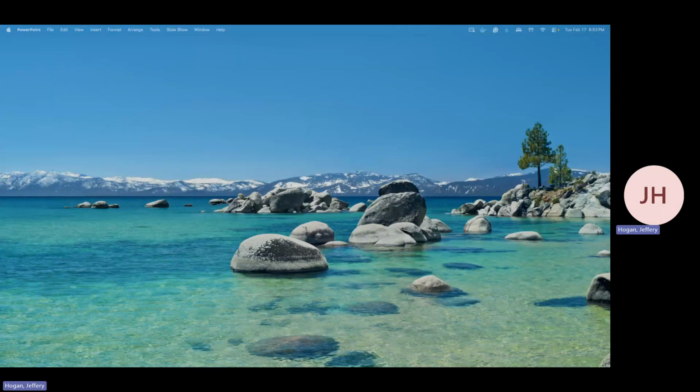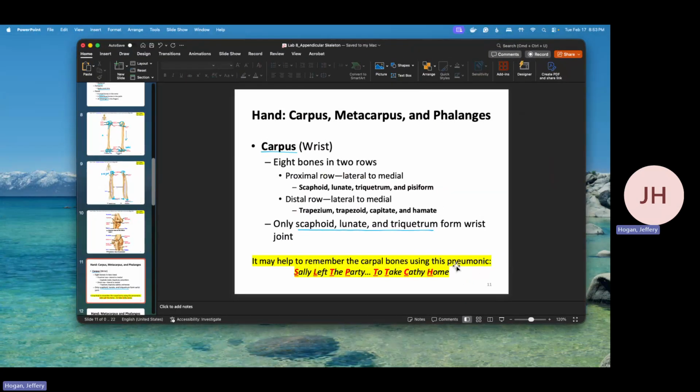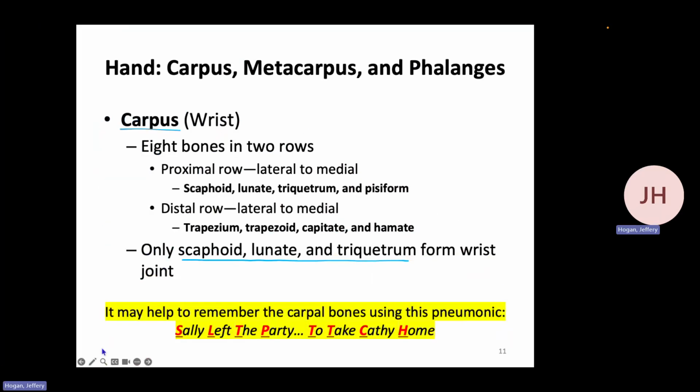I'm going to keep my ink annotations, and I'll move this over here just for full transparency. Oh, this is a picture. Oh no. So let me just do this by hand then.